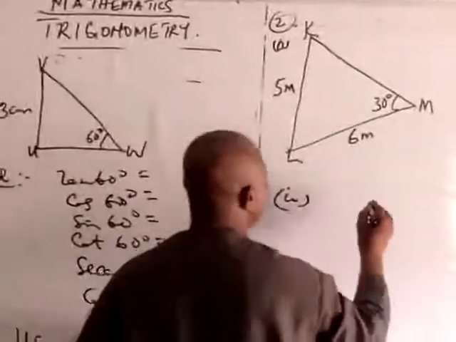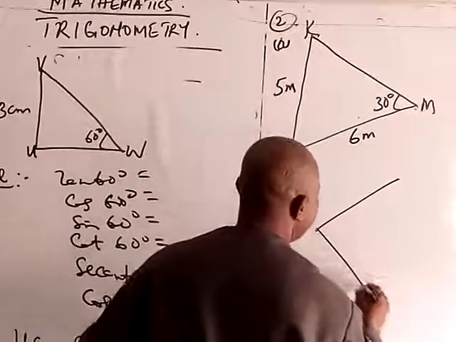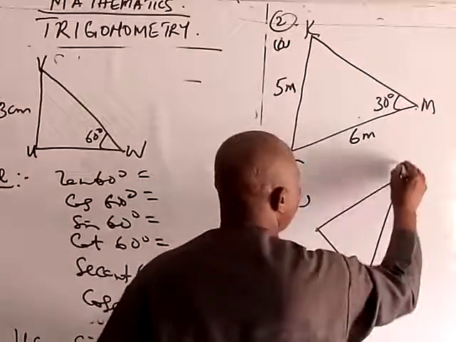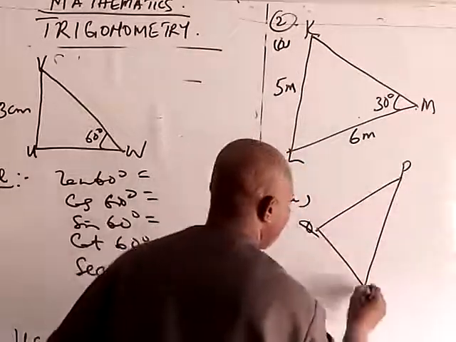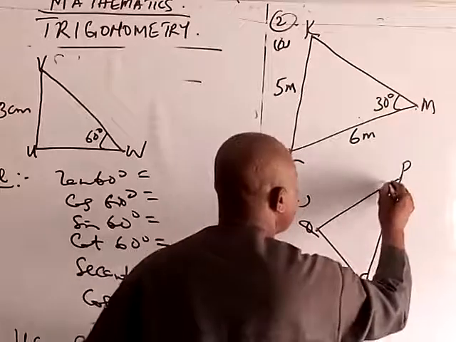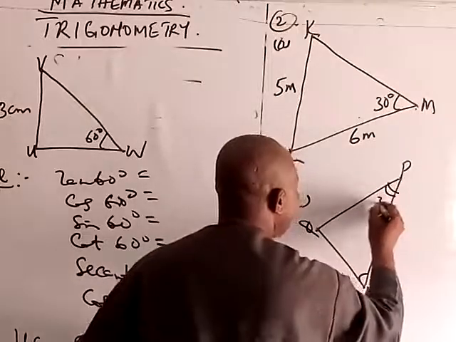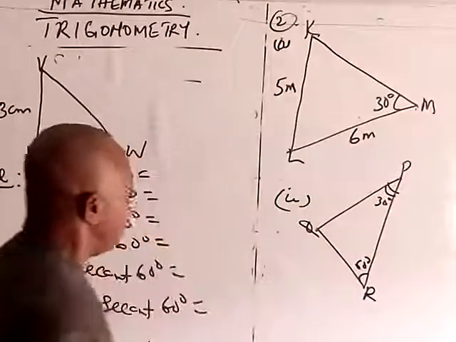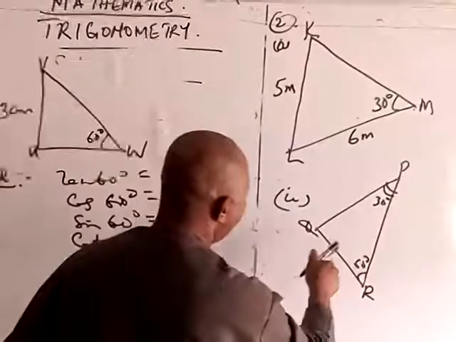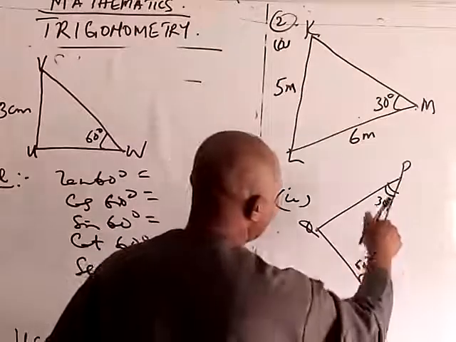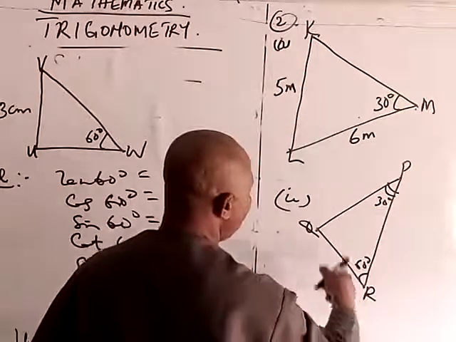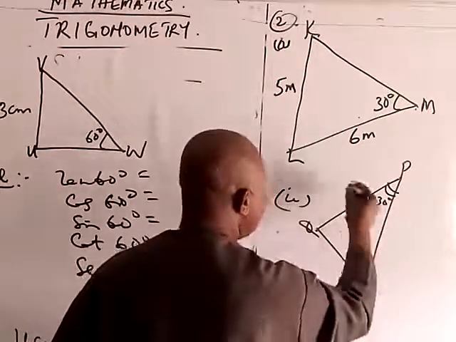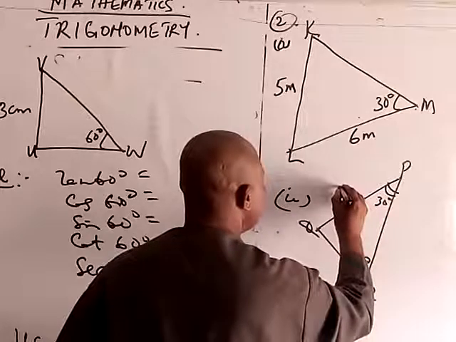The next one, you are given this. PQR, you have angle 30 here, angle 60 here. So I have one side. Then that side will give you what? You have this side to be 8 meters.